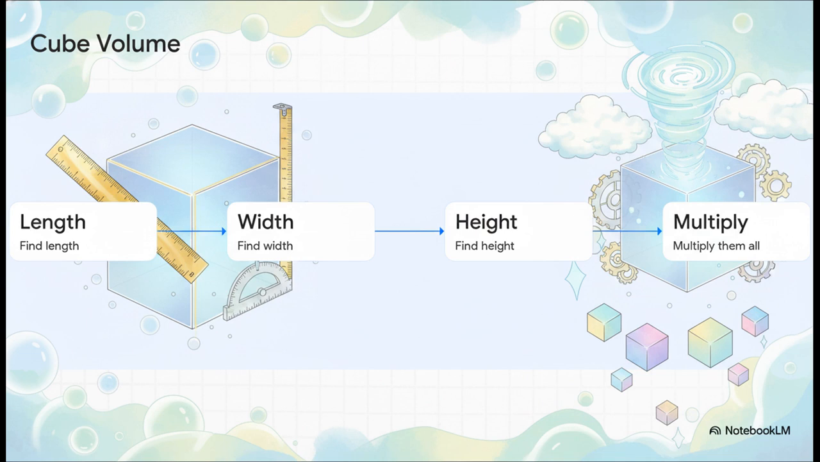To find the volume of a geometric shape like our box, step 1, you find the length. Step 2, the width. Step 3, the height. And step 4, you just multiply them all together. Length times width times height. Boom! That gives you the total space locked inside. See? No complex physics equations needed for this one at all.